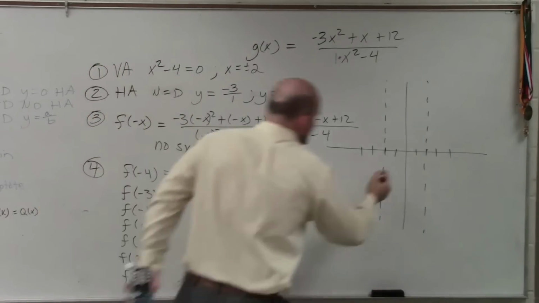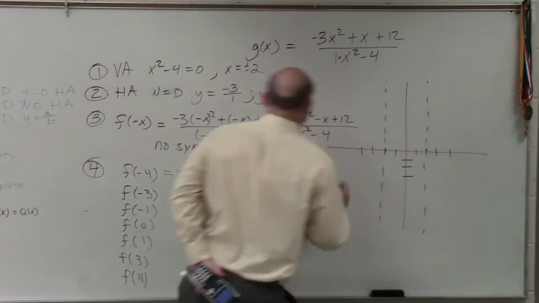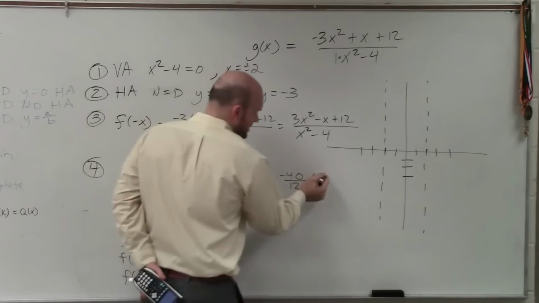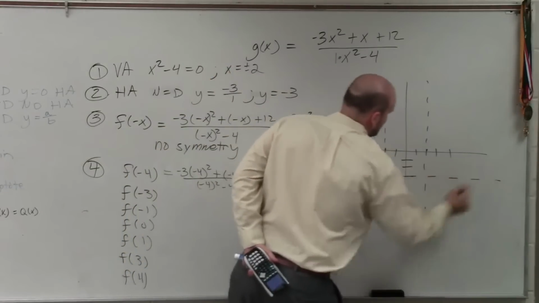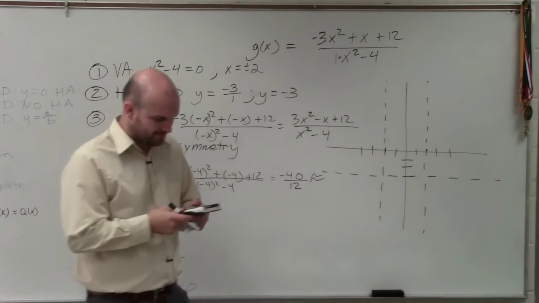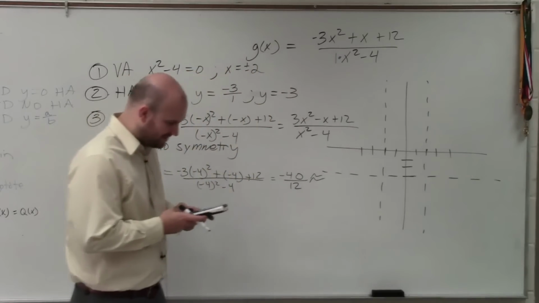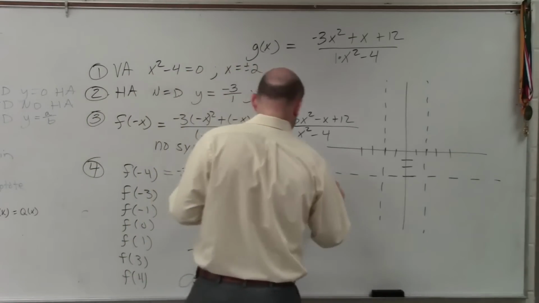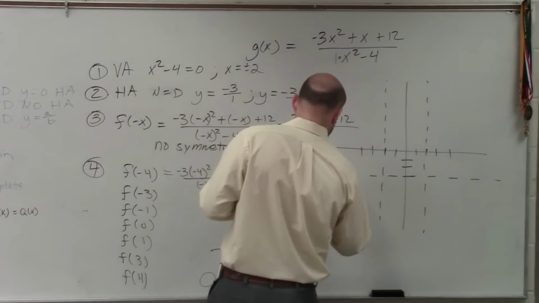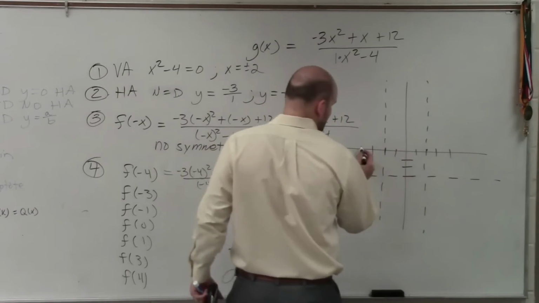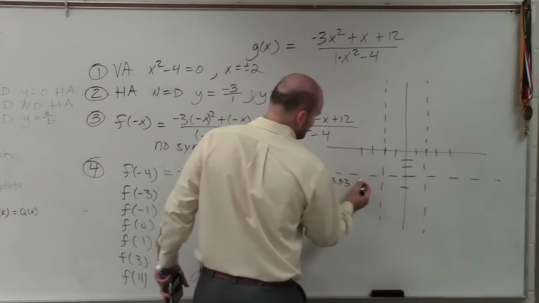Sorry, what is it? Oh, shoot. I forgot to write in the asymptote. We also have this horizontal asymptote, right? So we've got to plot that. My apologies. So I do -40 divided by 12. To speed this along, it's -3.33. So at -4, I'm at -3.33.